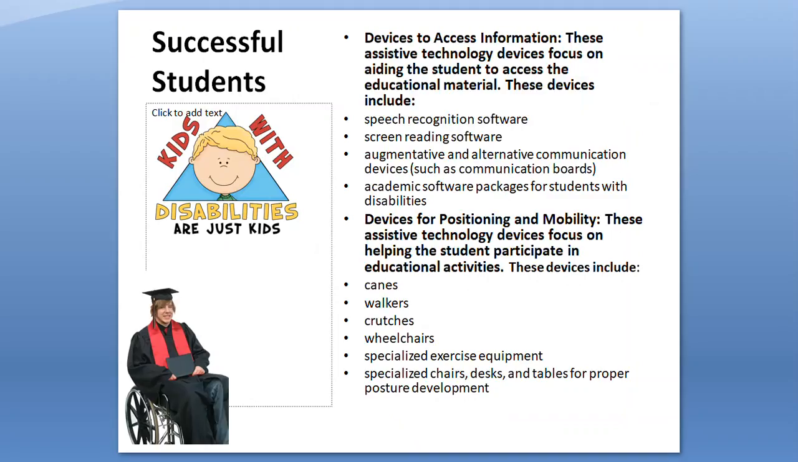The majority of students with orthopedic impairment are able to successfully complete high school. However, the technological devices that they need are really going to equal their success. Some of these devices include recognition software, screen reading software, and different devices for positioning and mobility, like walkers, canes, wheelchairs, crutches, and then specialized equipment, either exercise equipment, specialized desks, tables, or chairs for posture development.